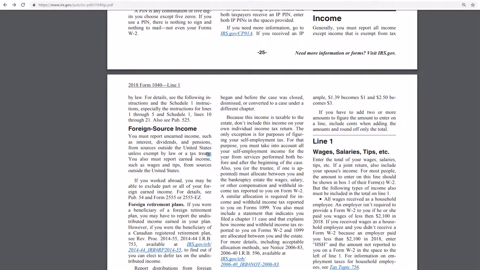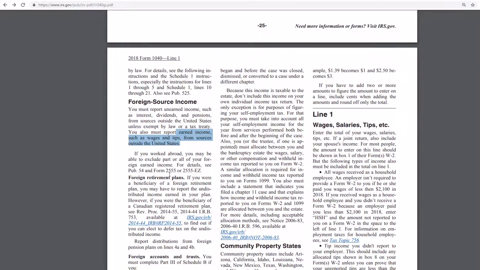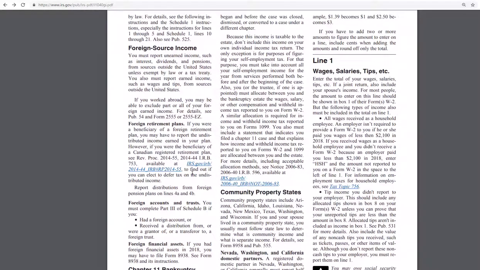So you might be able to get out of it, but here it says you must report all unearned income, interest, dividends, pensions, whatever, as well as earned income from sources outside the United States. So you might be able to exclude part or all of it, but you have to read through IRS Publication 54, or the Form 2555 or 2555-EZ. So something to look into.